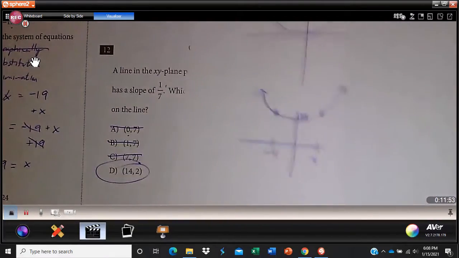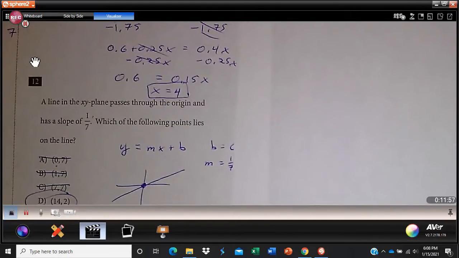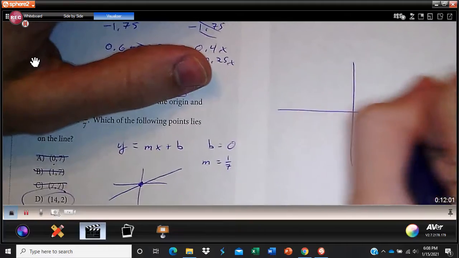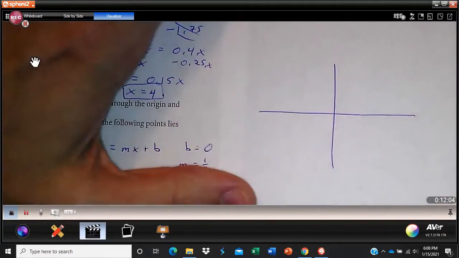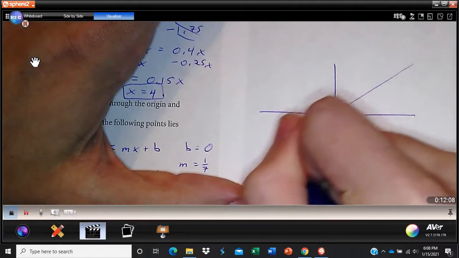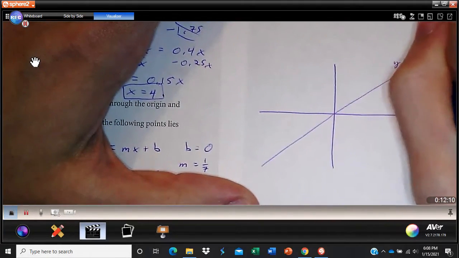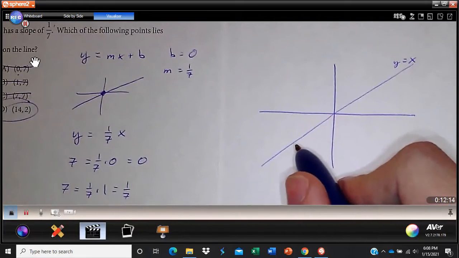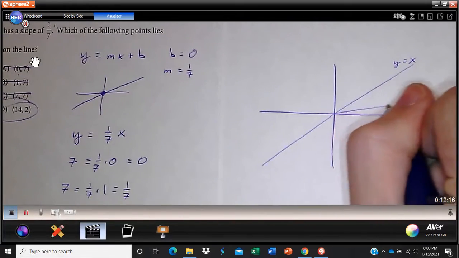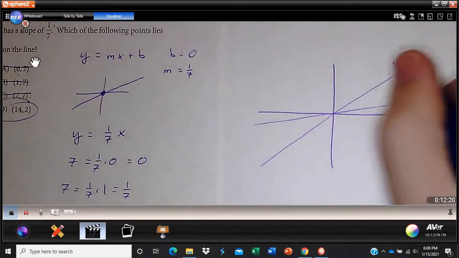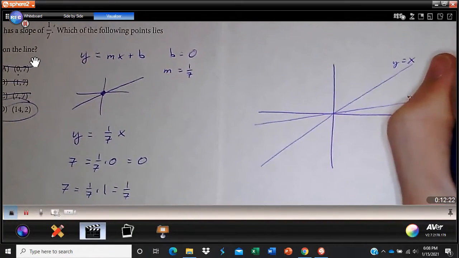So we managed to solve it, but I kind of wanted to show a visual way of doing this that might be a bit faster for those that are more visually minded. So here's just an xy plane, and then here is a reference line. It's the line y is equal to x, and we know that our line is y is equal to 1/7 x, which means it's going to be down here. The slope is far less. So this would be y is equal to 1/7 x.